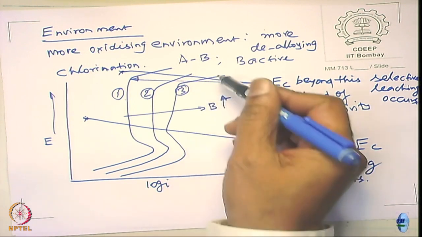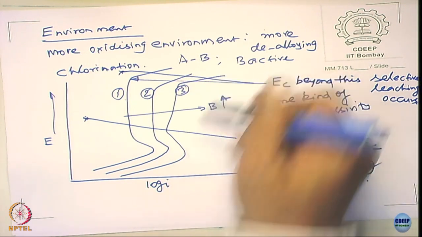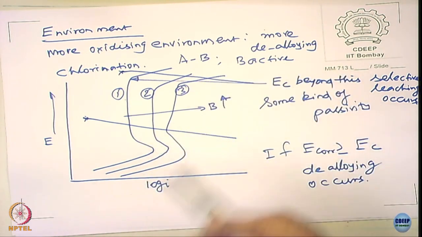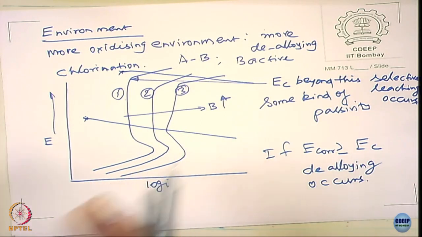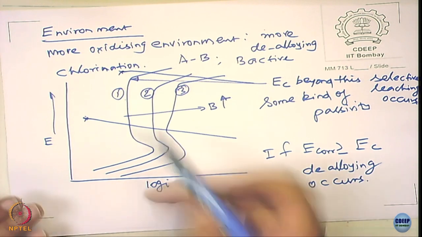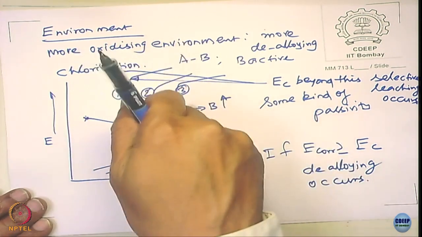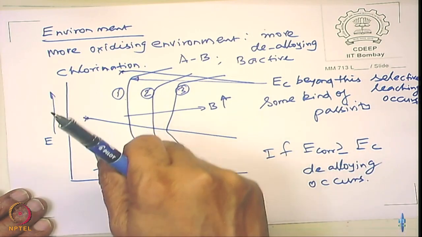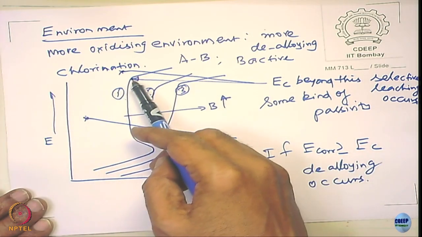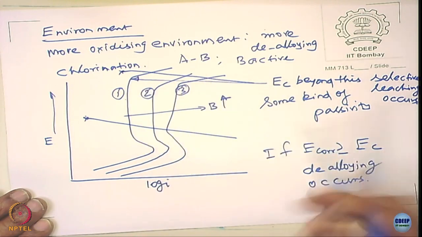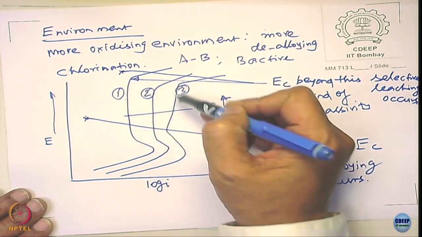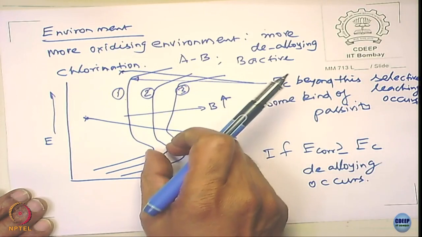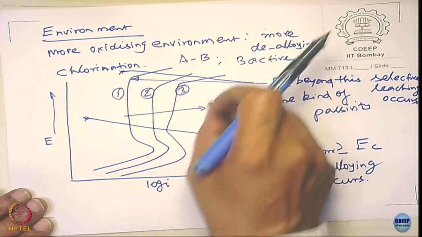And this concept we have seen so many times, how the ECOR really occurs. The ECOR is a mixed potential, right? Mixed potential means it depends on both the anodic as well as the cathodic kinetics. So, it depends upon the alloy, and it depends upon the environment as well. That is the point you need to understand. Now, the EC of course depends upon the alloy, right? The EC will keep reducing if you alloy more and more active element in the system.